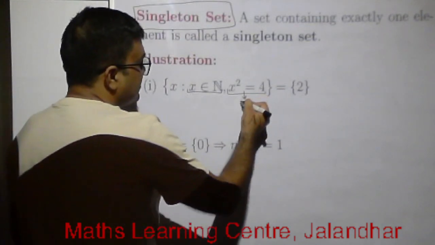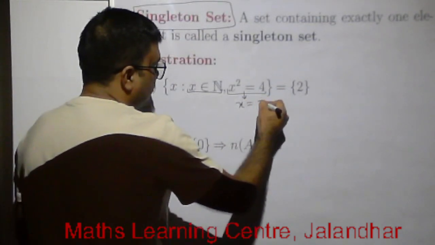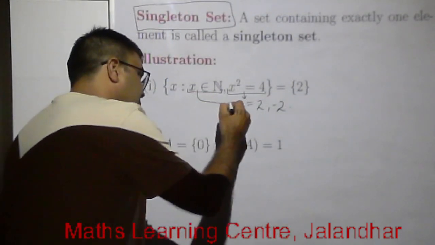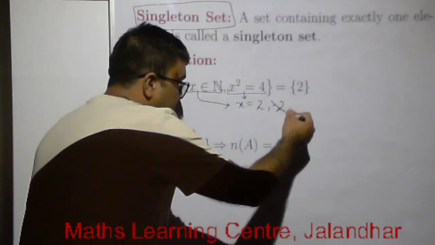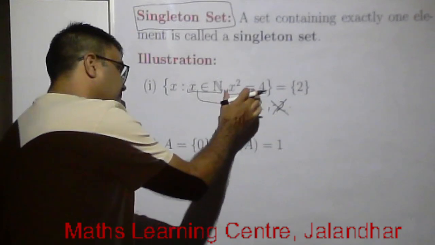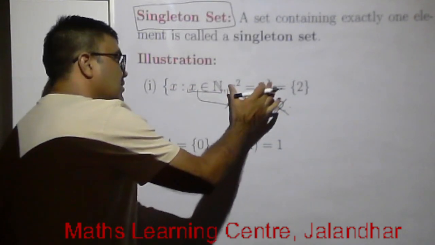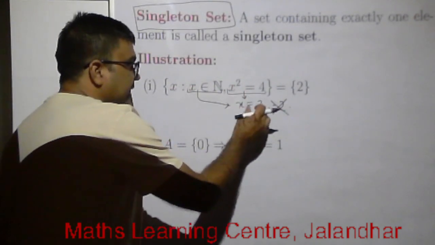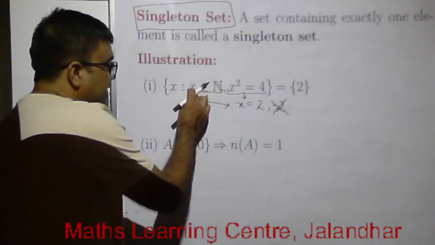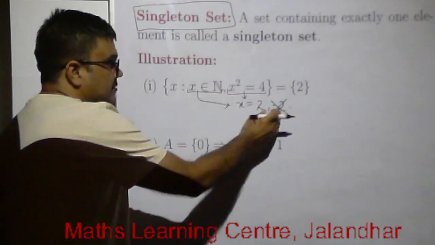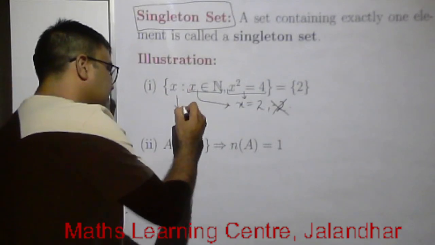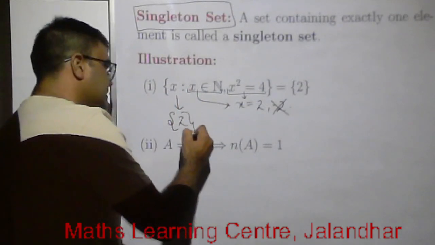If you solve x square is equal to 4, you will write x is equal to 2 and minus 2. x is also satisfying this property: x is a natural number. Minus 2 is not a natural number. It means that in this collection, we have all the x which satisfy these two properties. From this property, we observe that x can be 2 or minus 2. Then we impose this property: x should also be a natural number. Minus 2 is not a natural number. This element is removed. We are left with a set that has only one element, that is 2.